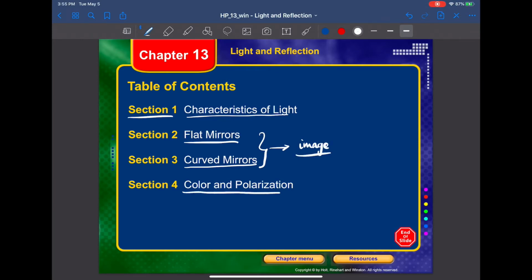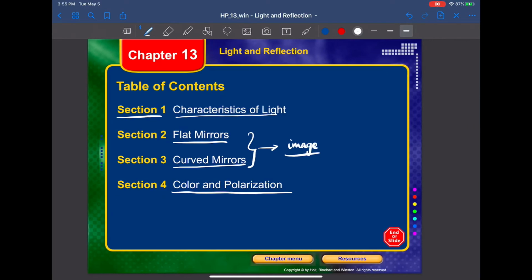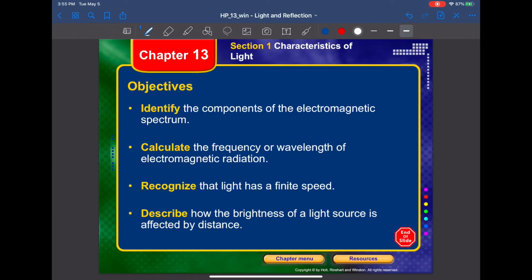Next, finally, we'll talk about color and polarization. So how is color formed and how can you polarize a certain amount of light? So let's start with the characteristics of light.